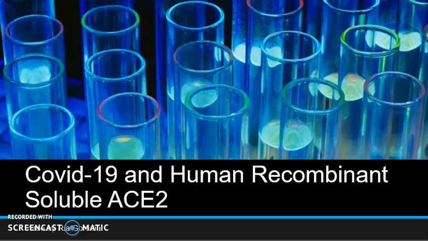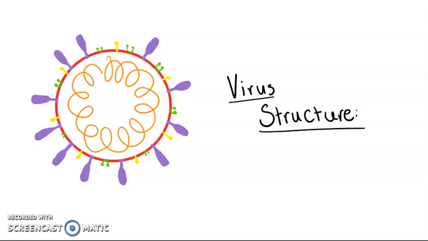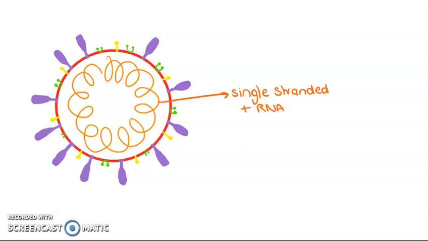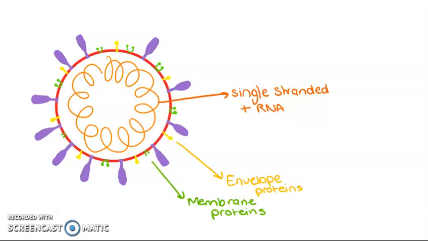COVID-19 and human recombinant soluble ACE2. The coronavirus is of a spherical structure, which contains a very long single strand of positive RNA. On the surface of the virus are envelope proteins and membrane proteins, both of which play a critical role in turning the host cell into a workshop, allowing our cells and the virus to work together to duplicate.